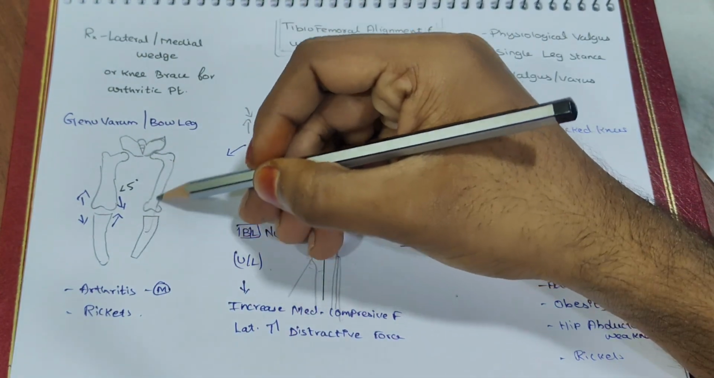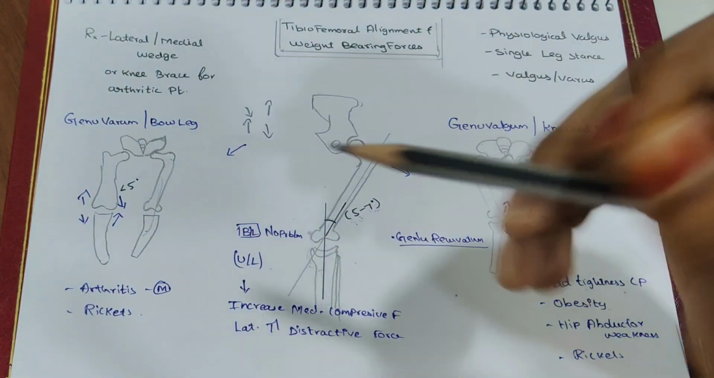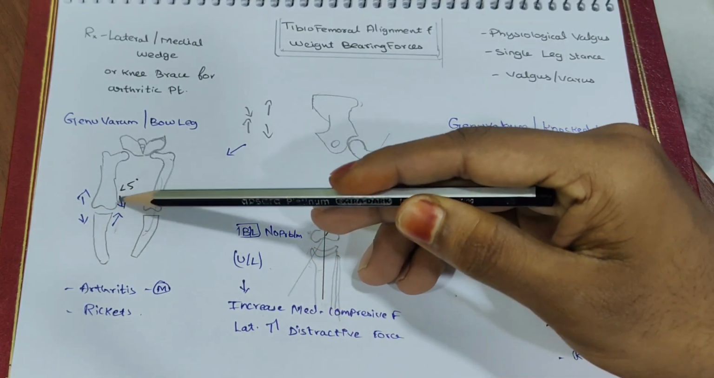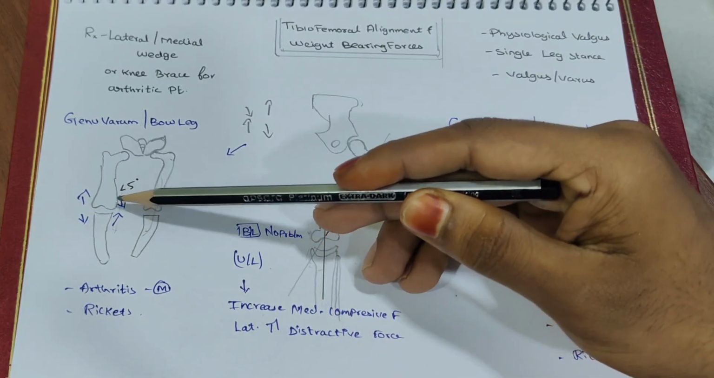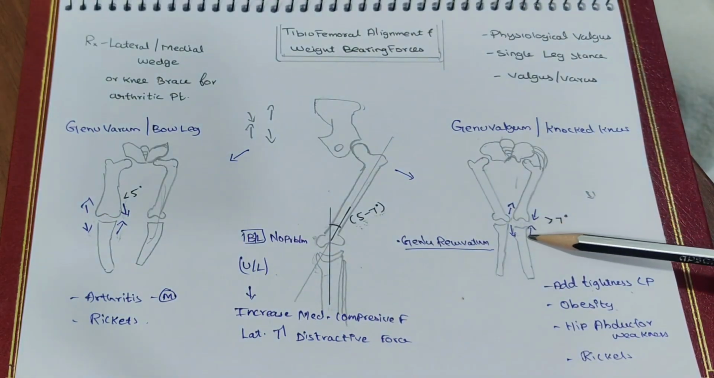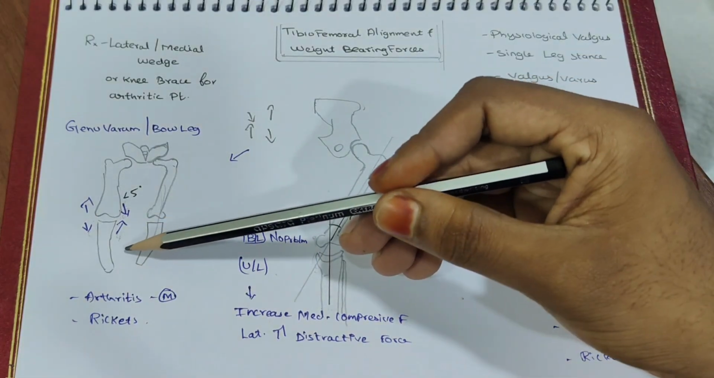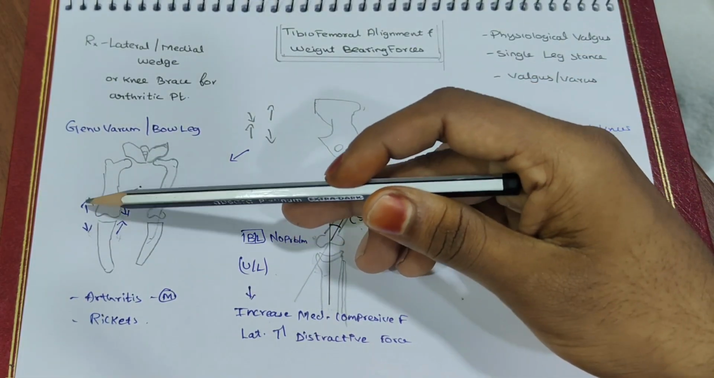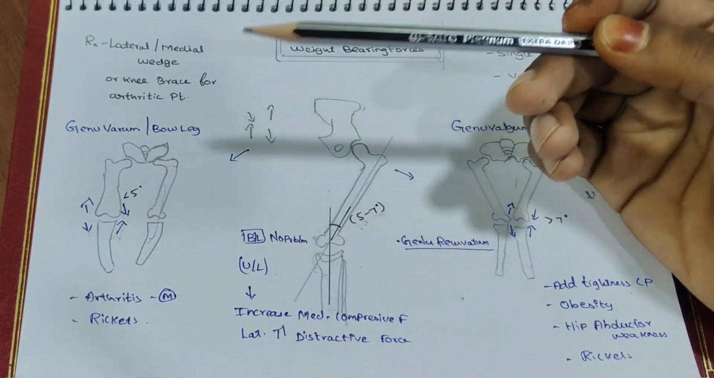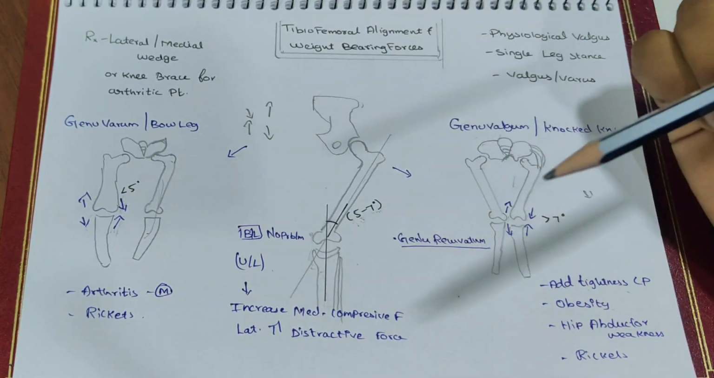Why? It's like a bow leg. Okay. In that, opposite to genu valgum, compressive force acts on the medial side. Distractive force acts on the lateral side. Here, compressive force acts on the lateral side, distractive force on the medial side. Here, distractive force acts on the lateral side, compressive force acts on the medial side. It most commonly happens in arthritic conditions, rickets. These are the major factors.